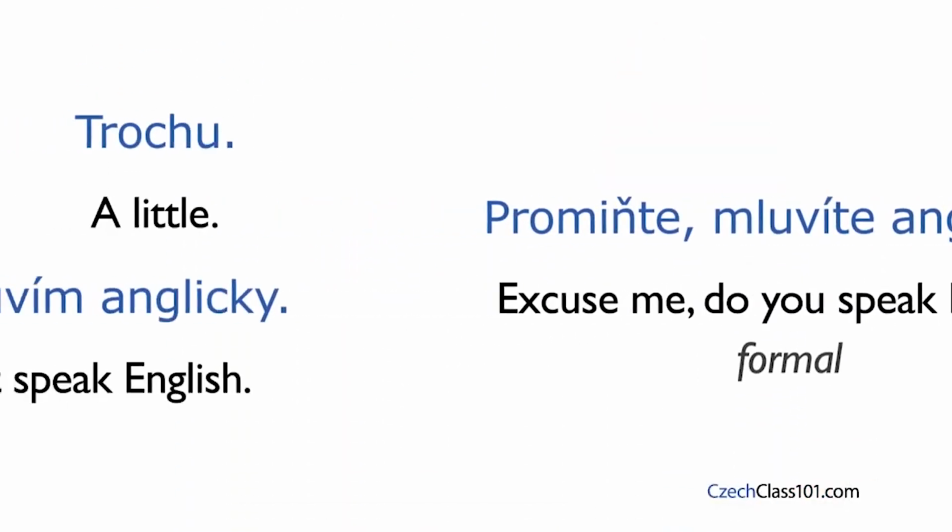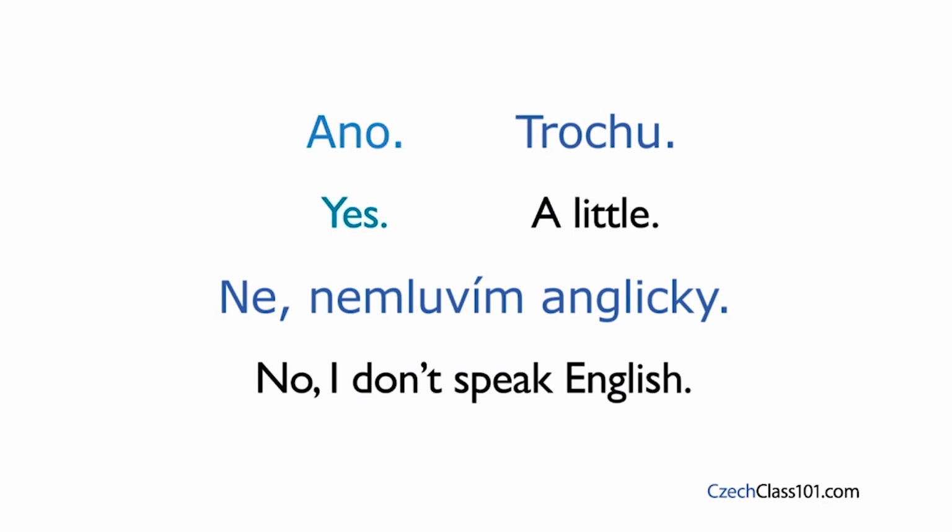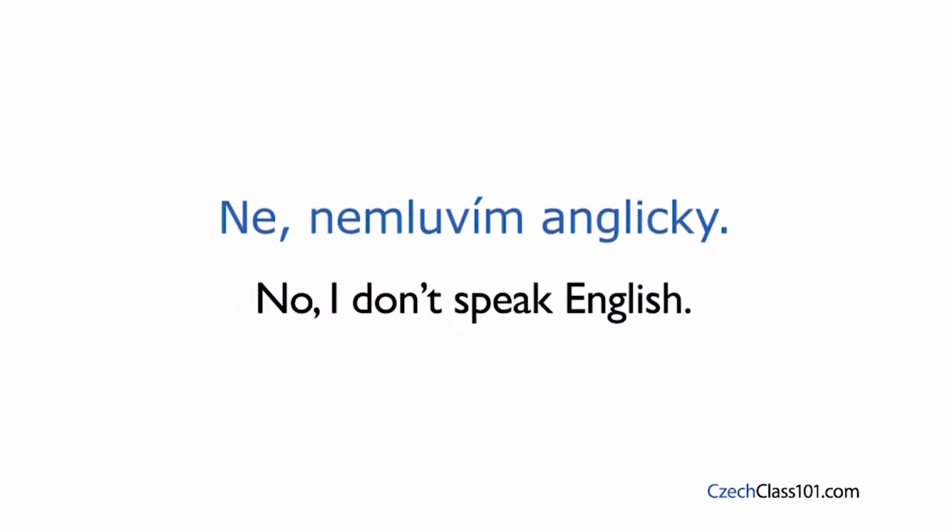The responses you will receive could be one of these three. Ano, yes. Trochu, a little. Ne, nemluvím anglicky. No, I don't speak English. Since this last one is a negative statement, we need to attach ne to the verb mluvit. Notice also that the form mluvím is slightly different than mluvit. Remember, the verb changes depending on the person it refers to. We are now talking about ourselves. Thus, I do not speak is nemluvím.